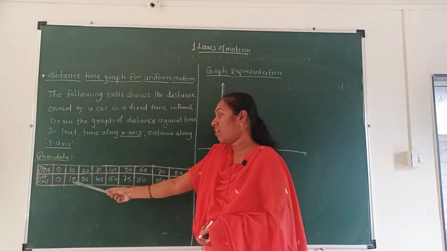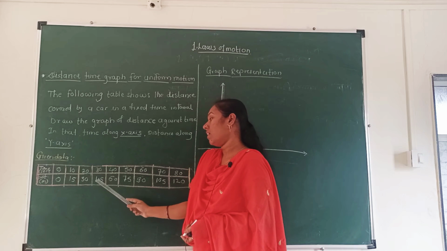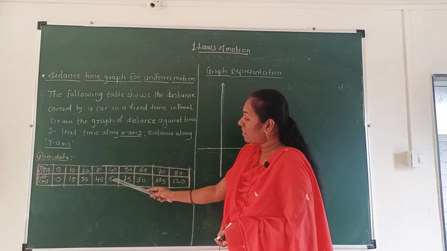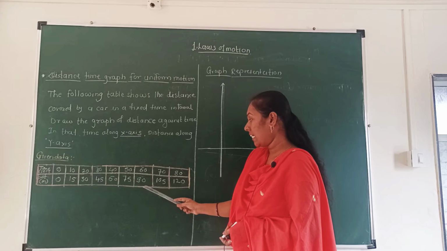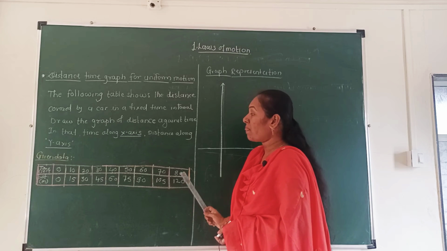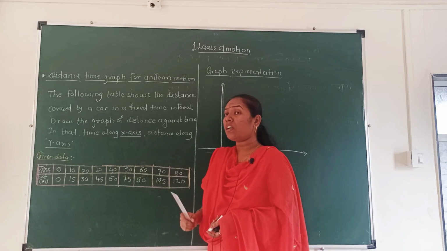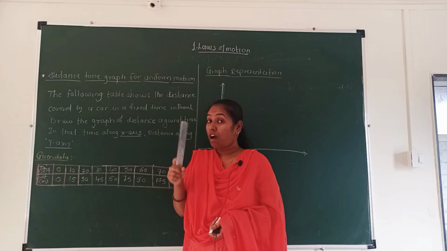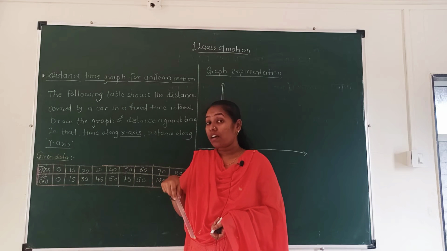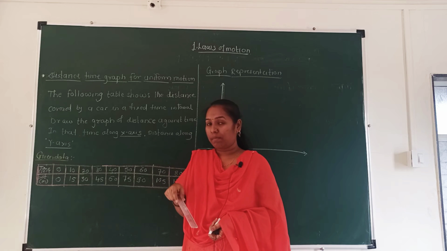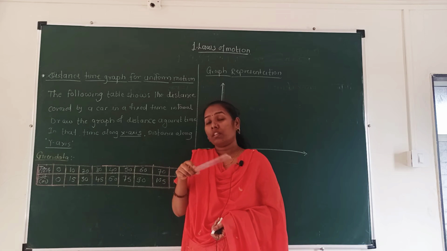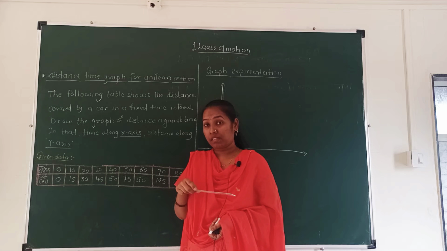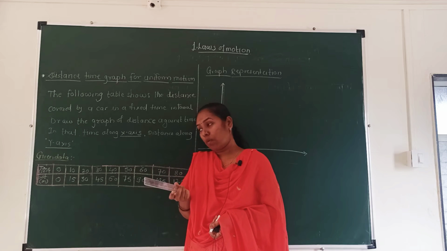See, here is the 15, here is the 30, here is the 45, here is the 60, here is the 75, here is the 90, here is the 105, and here is the 120. See, in the case of Amar, Akbar and Anthony, Amar and Anthony covered equal distances in equal time intervals. Therefore, the motion of both persons is said to be uniform motion.